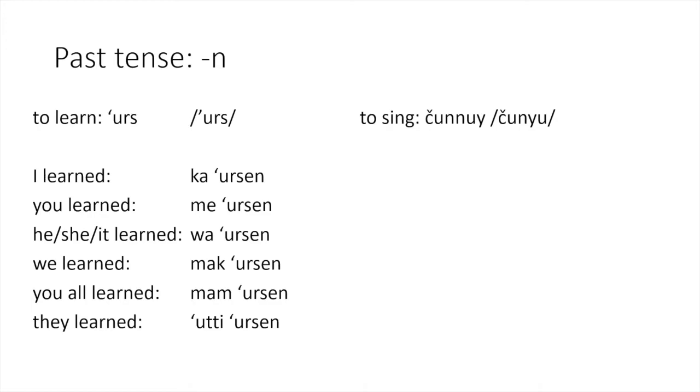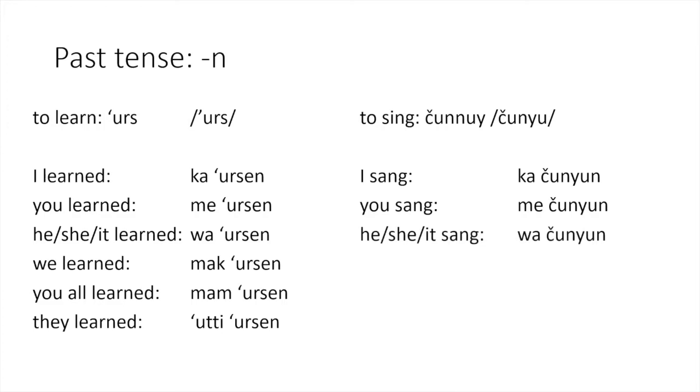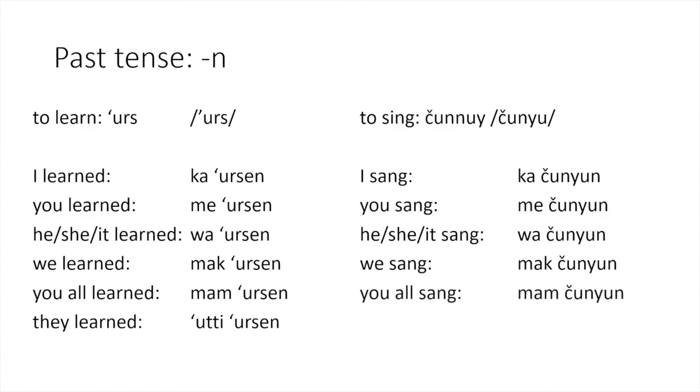So to sing is again chunnuj, and we need this underlying form now. So I sang. Ka chunyun. You sang. Me chunyun. He, she, it sang. Wa chunyun. We sang. Mak chunyun. You all sang. Mam chunyun. They sang. Uti chunyun.